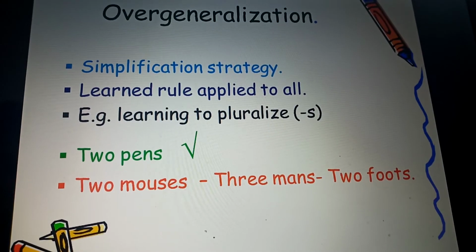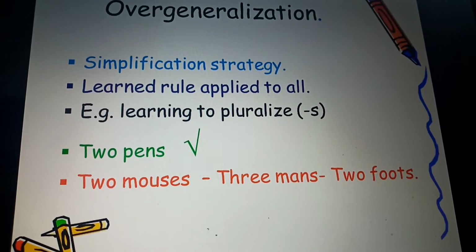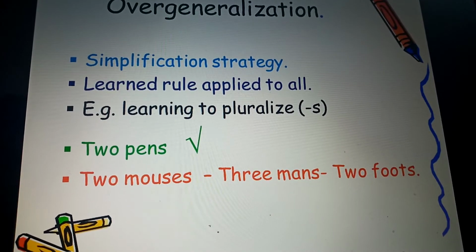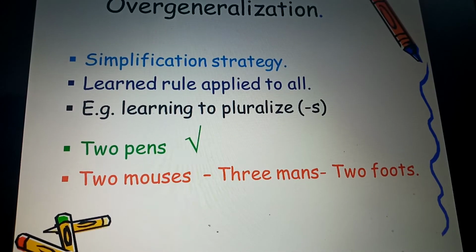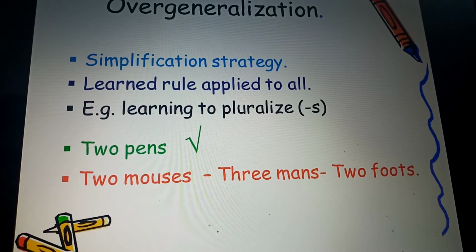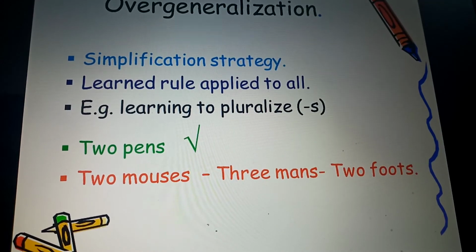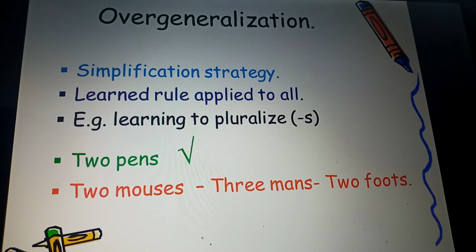Overgeneralization. Simplification strategy. A learned rule applied to all. Example, learning to pluralize with S. 2 pens, it's correct. 2 mouses, 3 men, 2 foots. As you see, they're not correct. There should be 2 mice, 3 men, 2 feet.